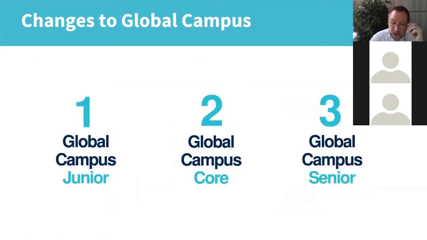The new areas added to Global Campus were Global Campus Junior for early years and Key Stage 1 students, and Global Campus Senior for students preparing for college and university. Global Campus Core was the core aspect of Global Campus and still exists today, obviously.